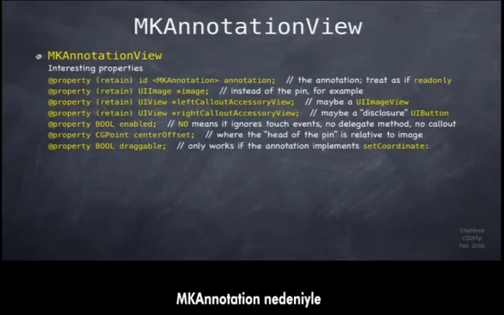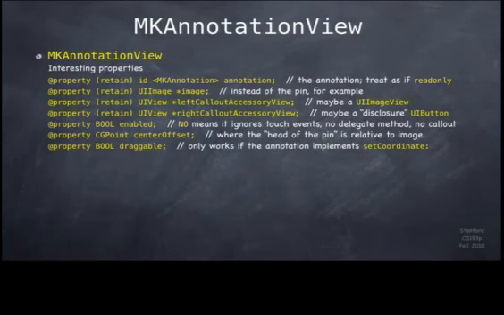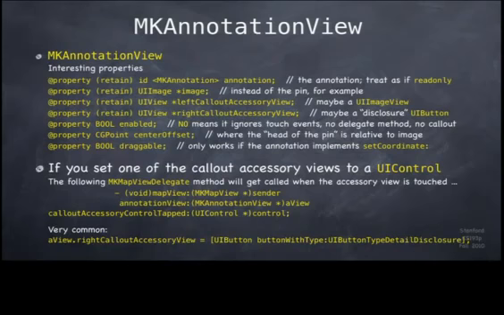Because MKAnnotation, that protocol, only has a read-only coordinate. But if it also implements set coordinate, it's just going to use introspection to see, then it'll let you pick the thing up and drag it, as long as draggable is yes. Does that make sense?